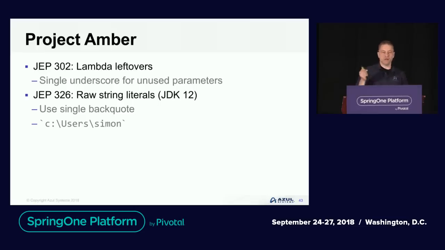Raw string literals. These are scheduled to go into JDK 12, and it's the idea that if you want to have multi-line strings, or strange characters which would normally require an escape character in a string, you can use a single backquote. So now we can do single backquote, and we can have C colon /users /Simon. Great, until you say, hang on, if everything after that is treated as a string until we get the next backquote, what if I want a backquote in my string? And they've thought of that. So you can use one or more backquotes. So you could have three backquotes, a string with a backquote in it, and three backquotes. And then it will work.